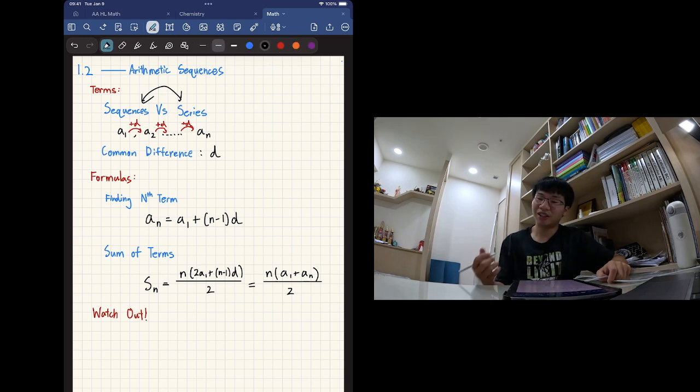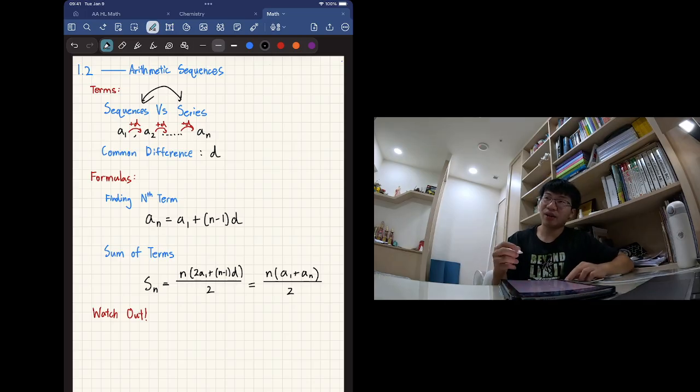And here are the two formulas you need to know: finding the nth term and the sum of terms. Within Sn, it's the sum from A1 to An. These are formulas you will need to use. I think they're in your formula booklet, but I think it's helpful to know them by heart.